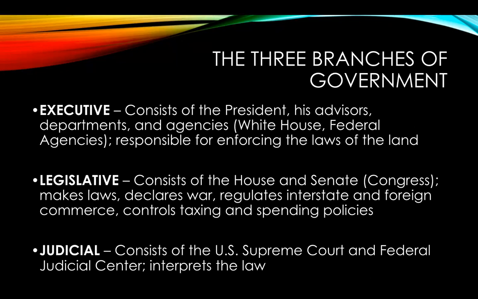The legislative branch consists of the House and Senate, which is what we refer to as Congress. They make laws, declare war, regulate interstate and foreign commerce, and control taxing and spending policies. So legislative, House and Senate, which we refer to as Congress, they make the laws. The judicial consists of the US Supreme Court and federal judicial center, and the judicial branch of the government interprets the law. So judicial is the Supreme Court and federal judicial system, and they interpret the law.